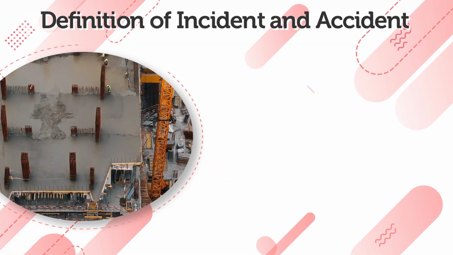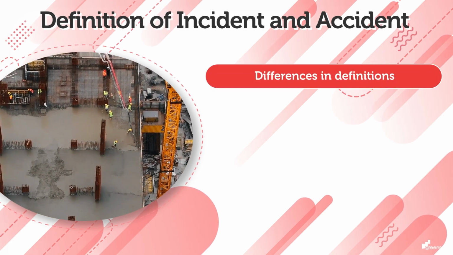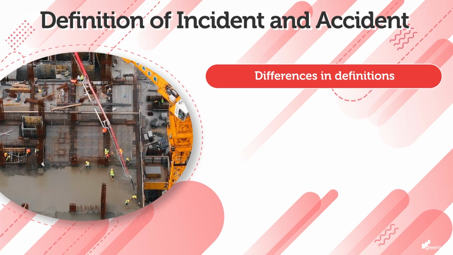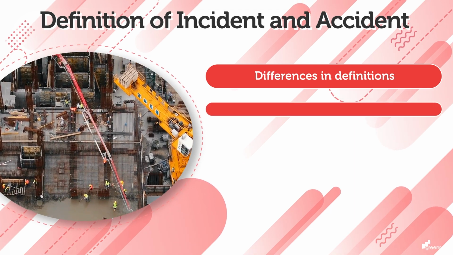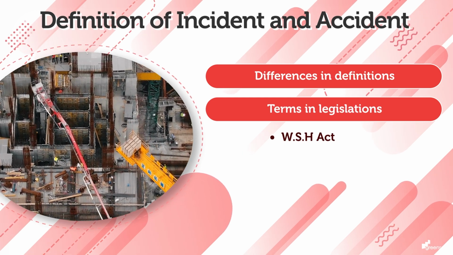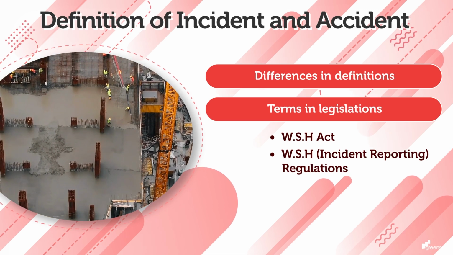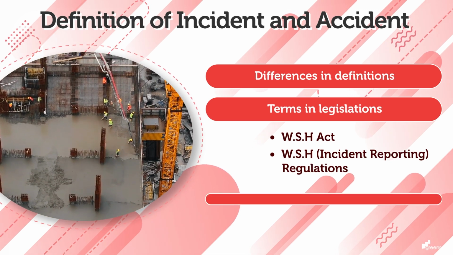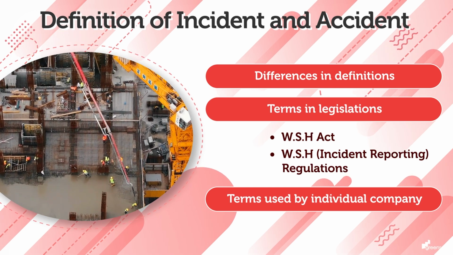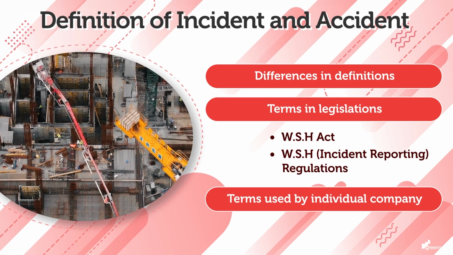In terms of accident investigation, there are several differences in definitions that we should be aware of, which will give us a better perspective so that we can differentiate terms better. There are terms that are used in legislation, for example, the WSH Act and the WSH Incident Reporting Regulations. Then, there are terms used by individual companies based on their WSH policies. These terms could have different underlying meanings.